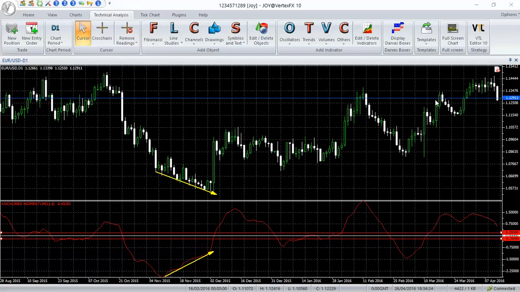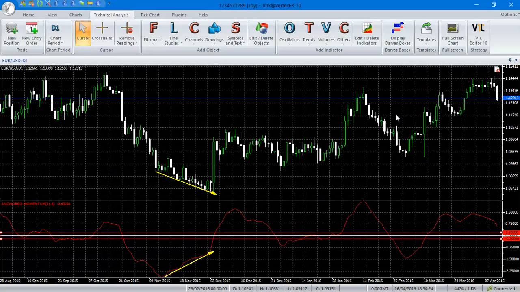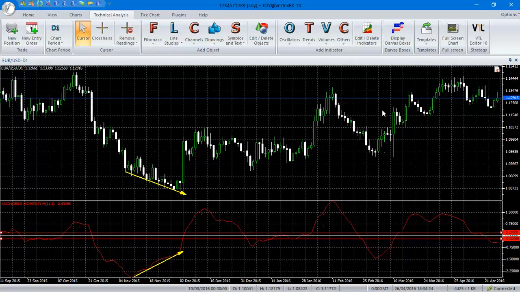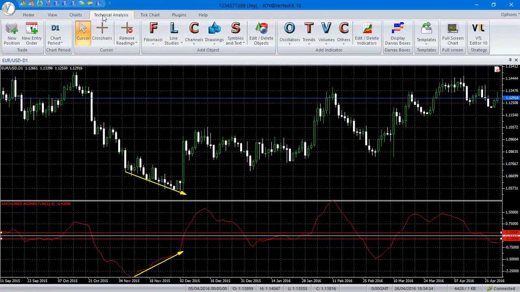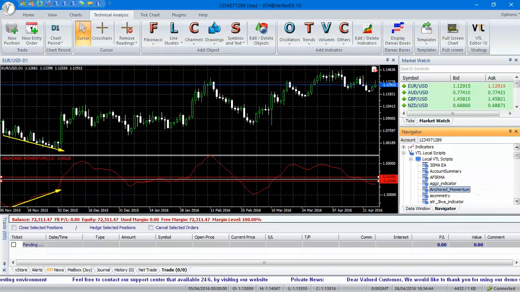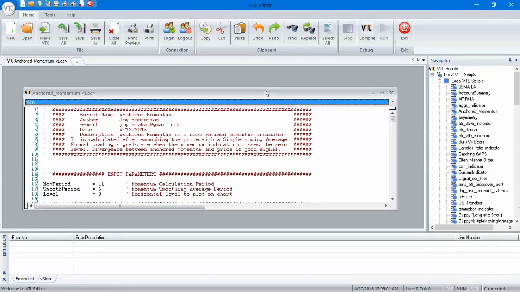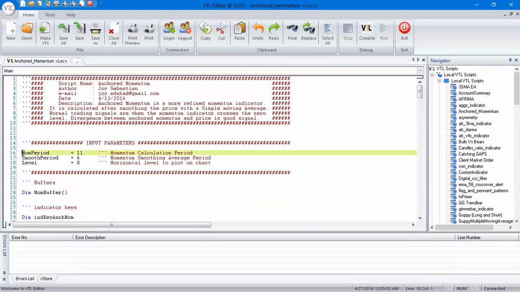The parameters in the indicator are momentum calculation period and smoothing period. Default values for momentum period is 11 and smoothing period is 6. The level at which a horizontal line is to be plotted can be set in the parameter level. Parameters are edited in the VTL editor.